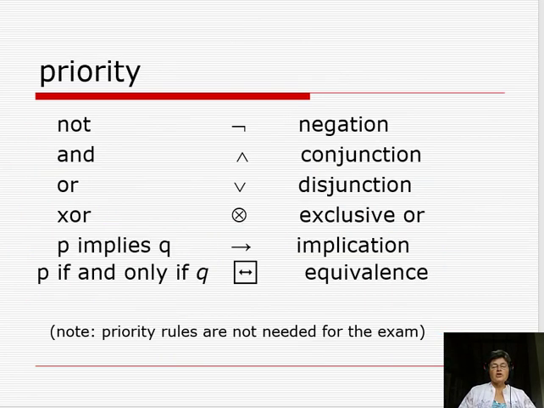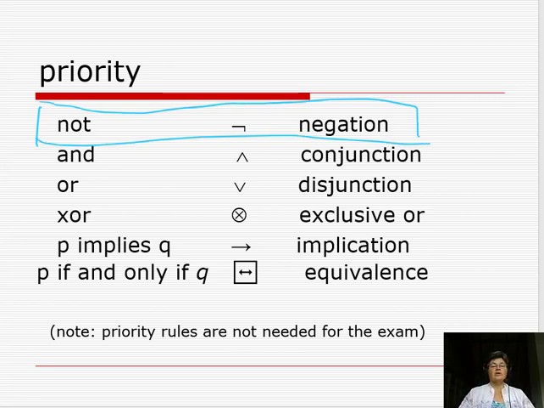Okay, then a very simple thing about priority. These are the rules. So not has highest priority, then and, or, exclusive or, implication, biconditional. However, the only one we'd like you to remember is this negation, the not. All the others we will use brackets. So you don't have to remember the priority rules for your exam. Only know that the not has the highest priority at all times.